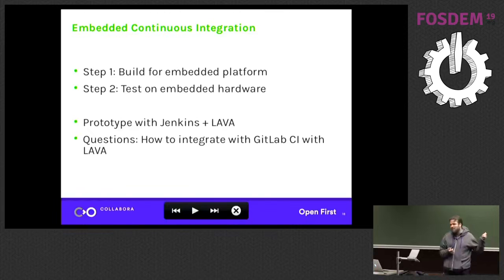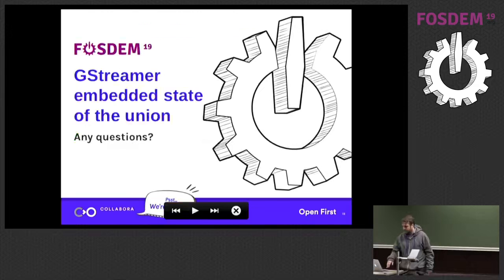We have a vague plan on how to integrate GitLab CI with Lava, but I don't know if anyone else has already done it, so we actually have to see if it works. The idea is to use the GitLab CI APIs to drive Lava and have all the details together. So this is basically what I had to say.